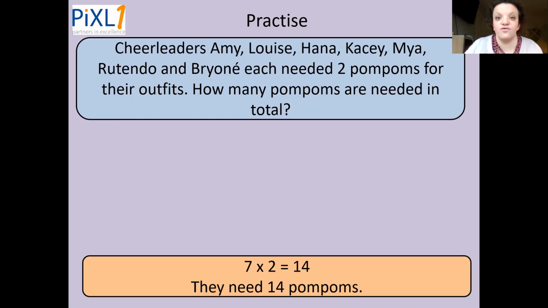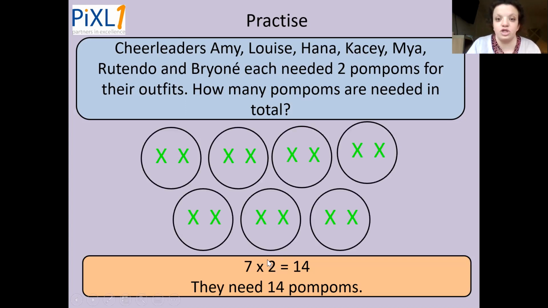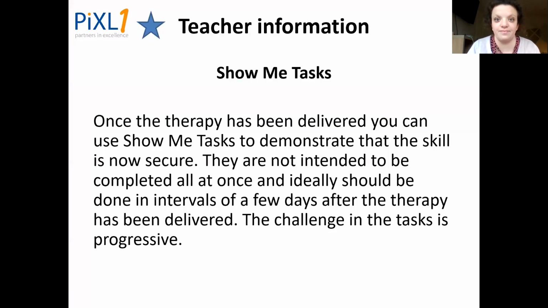Okay, well done. So we've got 7 people. We've got Amy, 1, Louise, 2, Hannah, 3, Casey, 4, Maya, 5, Rotendo, 6, Bryony, 7. And each needs 2. So it's 7 groups of 2. So you should have got 14 as your answer. Well done if you did.